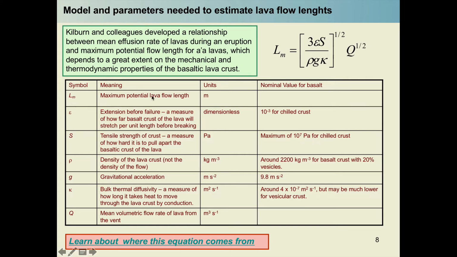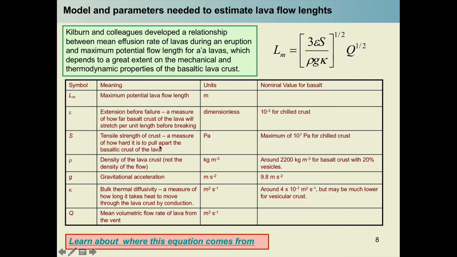So L sub m is the maximum potential lava flow length in meters. You're going to be calculating that parameter. Epsilon is extension before failure, so that's the measure of how far the basaltic crust of the lava can be pulled and stretched before it breaks during that lava flow. It's dimensionless. The value is 10 to the minus third for a chilled crust. Big S is tensile strength of the crust.